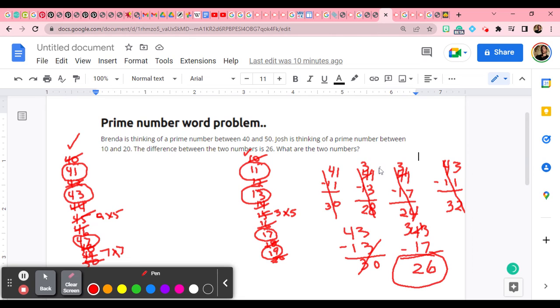So the two prime numbers, one between 40 and 50, one between 10 and 20, would be 43 minus 17 equals 26. So what are the two numbers? We just did it, but more importantly than picking out the numbers, we talked about prime numbers. We showed that all even numbers above 2 are composite. If a number ends in 5, we can divide by 5.